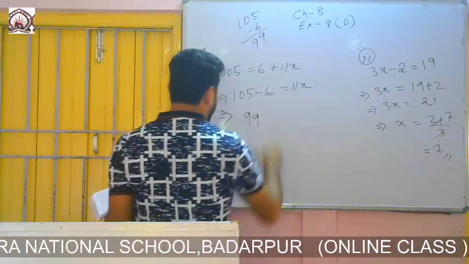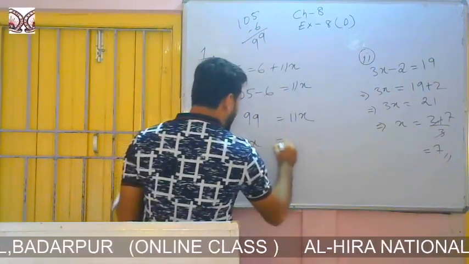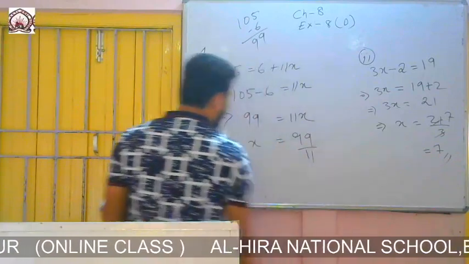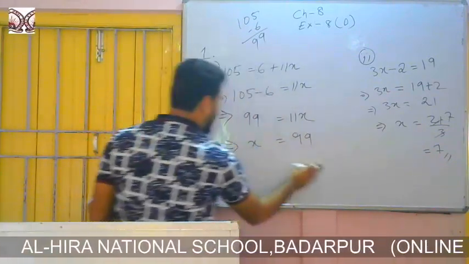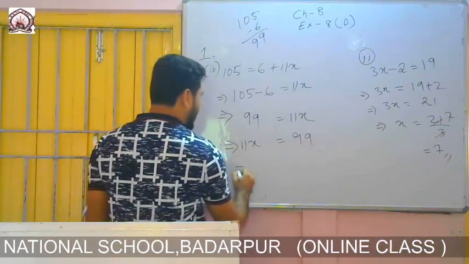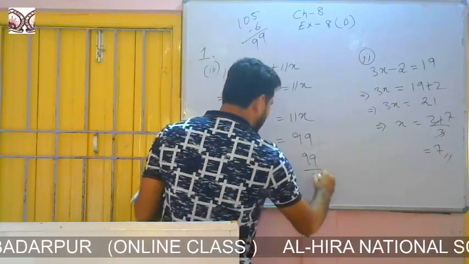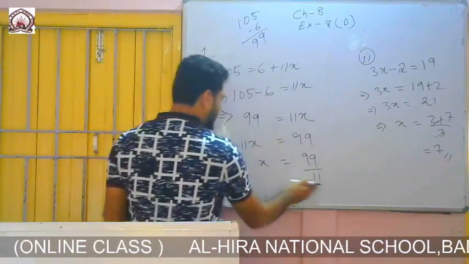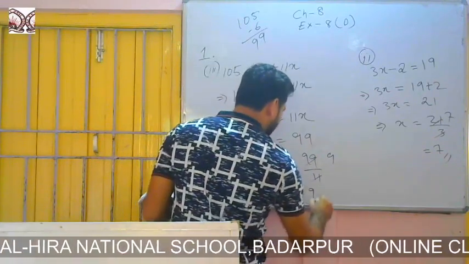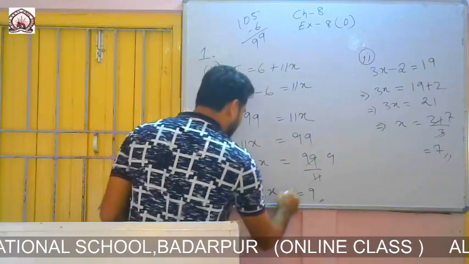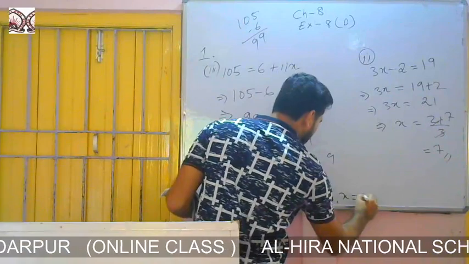I can write 99 equals 11x. Then I can write x equals 99 by 11. Just as I have written here, you can write like this: 11x equals 99, because both are the same. Then from here I can write 99 by 11. Then if I cancel, 9 11s are 99, so the answer is 9. Therefore x equals 9.